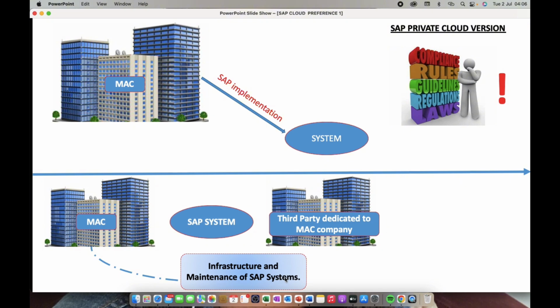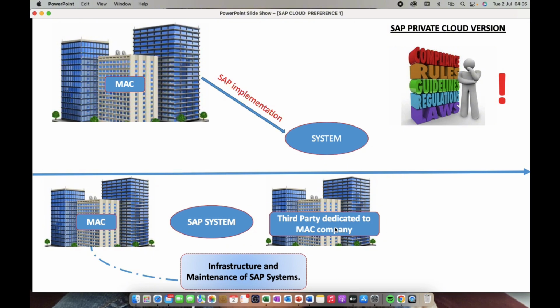So everything relating to the maintenance of this SAP system, backups, and security is going to be done by Mac company, my company. A large chunk of the workload will be going to my IT department. The IT crew are going to be responsible for the maintenance of the SAP system overall and the infrastructure. So either this SAP system will be run on my own server, or we have a third party.